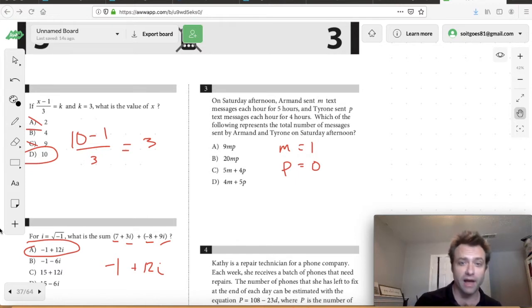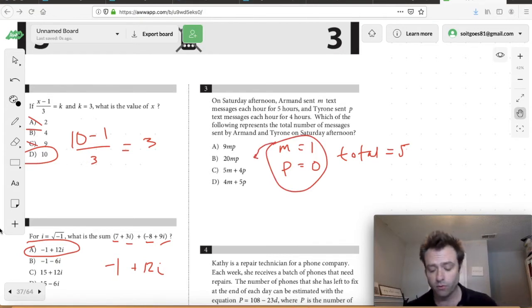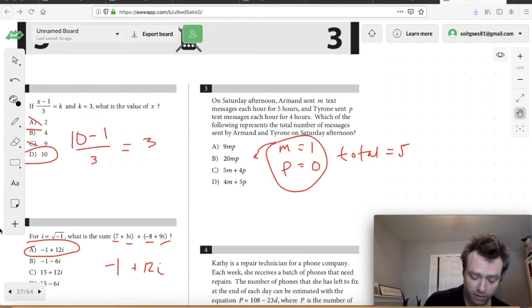So if Armand sent 1 text message each hour for 5 hours, he sent 5. And then if Tyrone sent 0 for 4 hours, he didn't send any. So the total is going to be 5. All we got to do now is just plug in these values for M and P into the answer choices. Woo! And see which one gives us 5. A doesn't give us 5, that gives us 0 if we plug in those values for M and P.